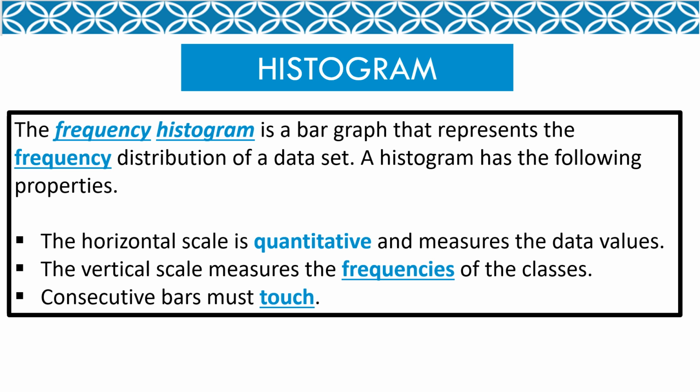The frequency histogram is a bar graph that represents the frequencies, so it is quantitative data. It's the frequency distribution of a data set. The histogram has the following properties. The horizontal scale is quantitative and measures the data values. The vertical scale measures the frequencies of the classes. Consecutive bars must touch, and that's where we use our class boundaries.